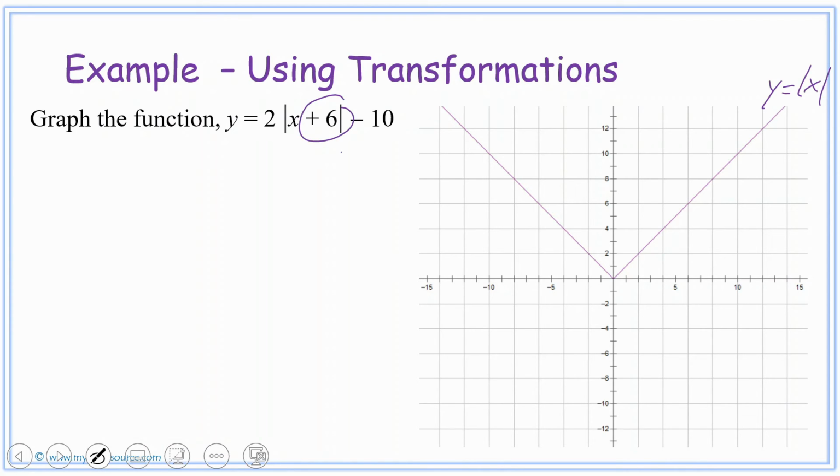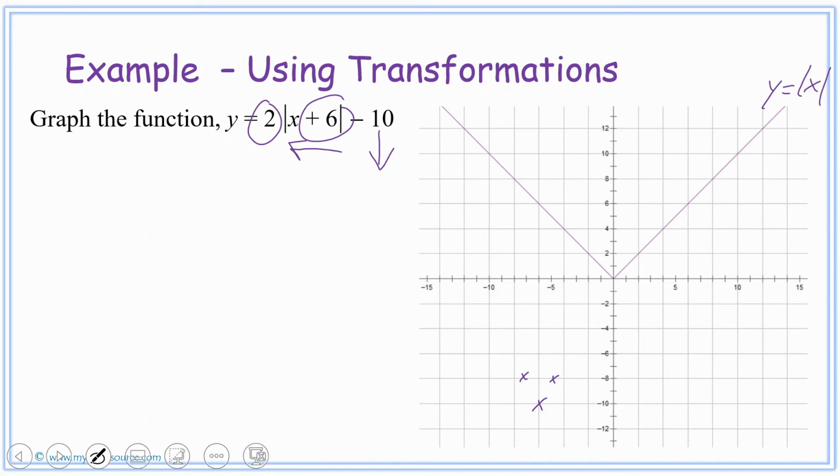Remember, this means to go 6 units to the left. So if we move this over 6 units, we know the vertex would be here. Then this means down 10, so we're going to shift that down 10. So we know our new vertex will shift over to here. Then we just need to draw out everything else because it's going to now have an a value of 2, so it's going to be more narrow, and we could just use that same idea of going up 2 units and over 1.